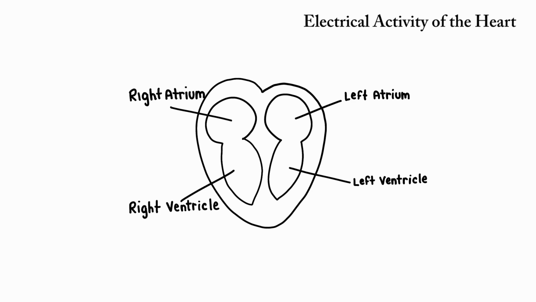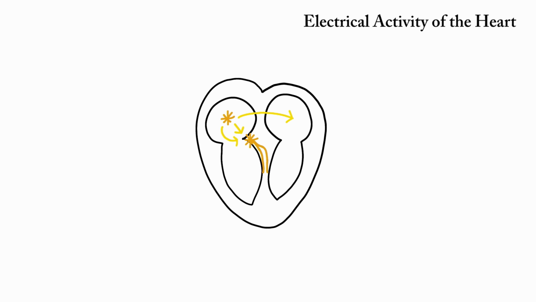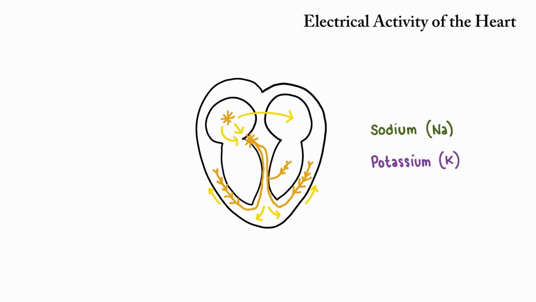Here is a very basic view of the heart. You have the left and the right atria and the left and right ventricles. Every time your heart beats, it's because of tiny electrical signals that control the cardiac muscle. These signals are caused by the movement of sodium and potassium.